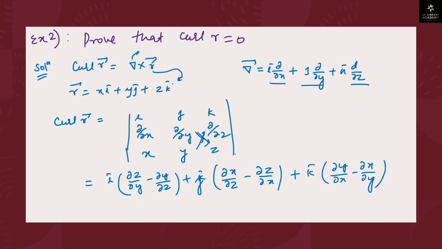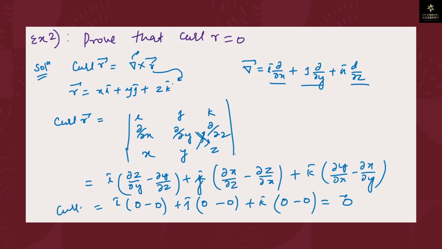Okay, so we have ∂z/∂y is 0. This is i cap times (0 − ∂y/∂z = 0), plus j cap times (∂x/∂z is 0 and ∂z/∂x is 0), plus k cap times ∂y/∂x. Okay, this is partial differentiation, so there is no term of x in this. So this is 0 and this is 0. So the curl of R is the 0 vector. Okay, this is curl of R.